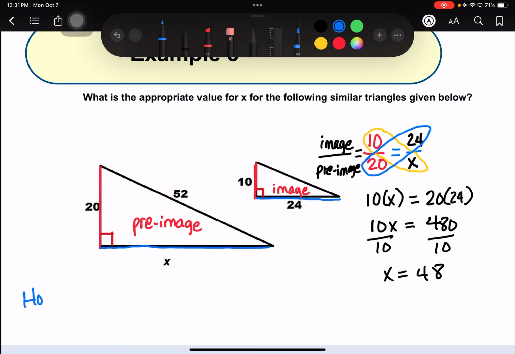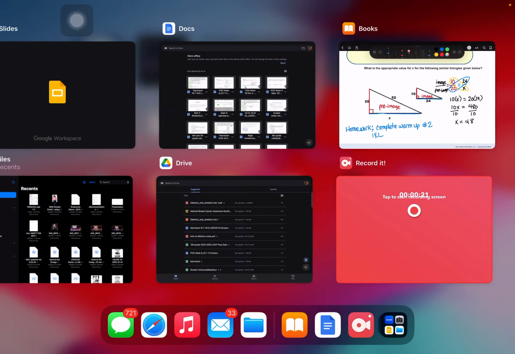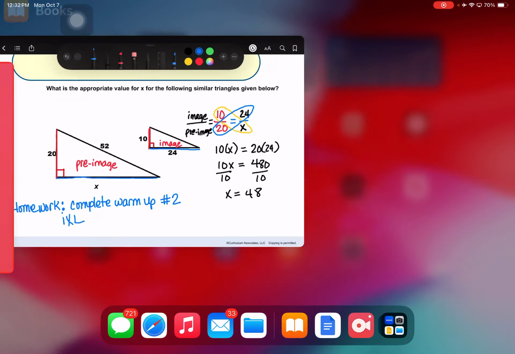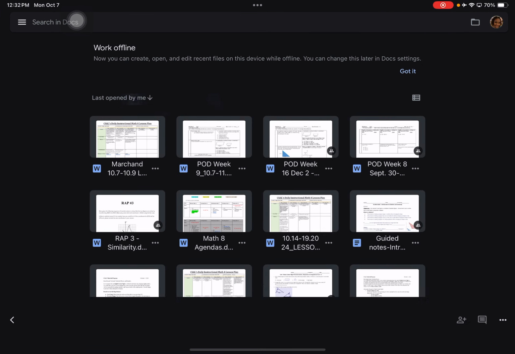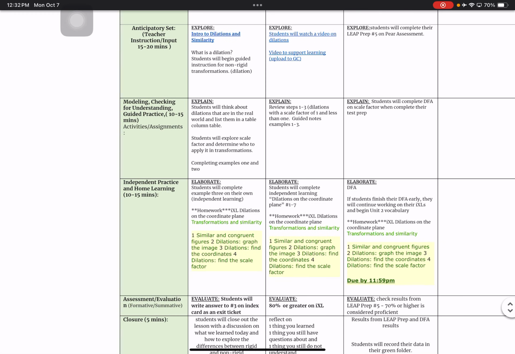Your homework tonight is to complete warm-up number 2, and you do your IXLs. How many you want to do? Now your IXL, let me show you. I will post it on Google Classroom. But your IXL, let me show you what it looks like because I'm putting it on the video so y'all know. On my lesson plan, I have this. This is what's going in your Google Classroom.